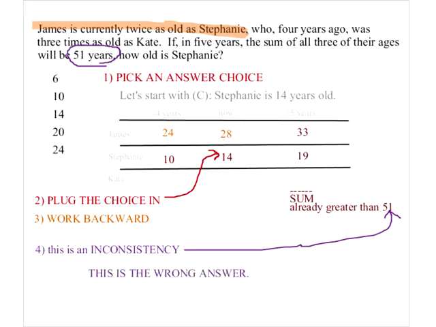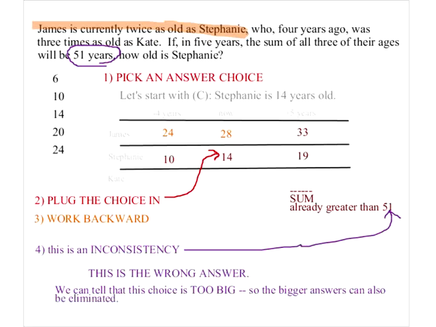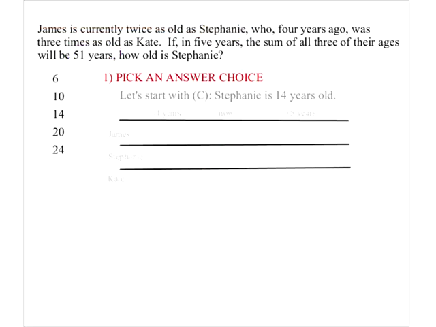Notice we didn't need any algebra at all to figure this out. None. And moreover, what else does this mean? Not only is this answer wrong, but which answers are also wrong based on this result being greater than 51? Okay, a couple of you are typing this in. Yeah, everything that is greater. Because the middle choice is incorrect, we can tell that this choice is too big. So the bigger answers can also be eliminated. Based on this, we've crossed off 3 choices already. 14 is gone, 20 is gone, and 24 is gone.